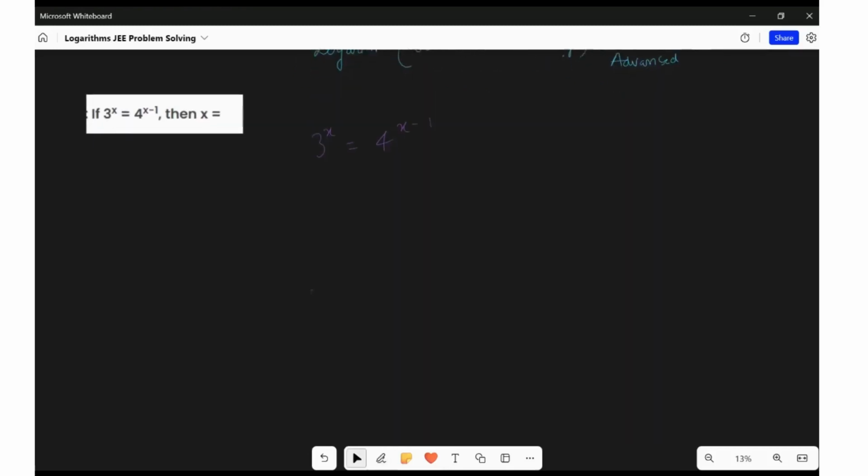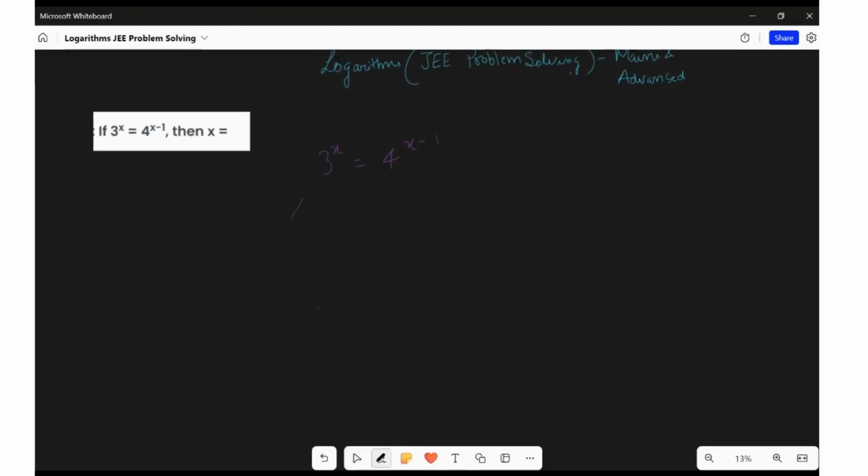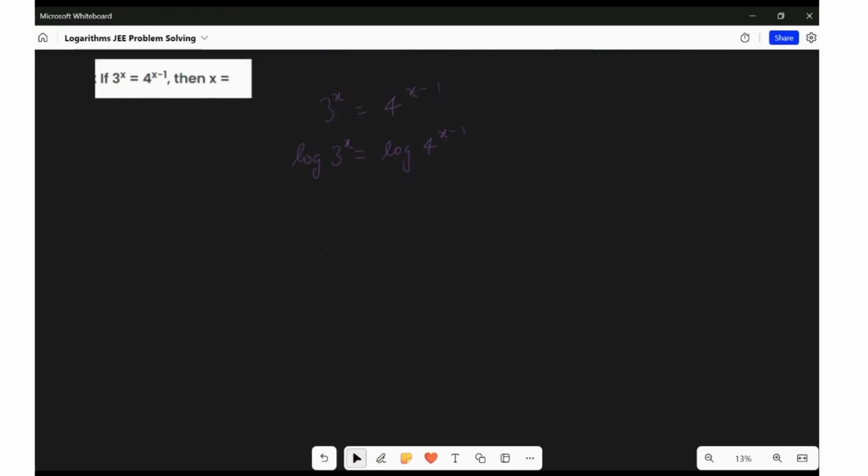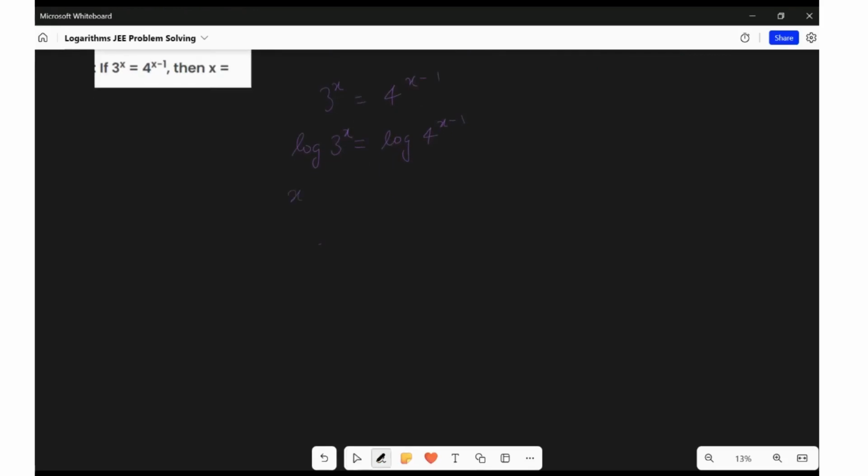Now, we'll take log on both the sides to make our work easier. So, log 3 to the power x is equal to log 4 to the power x minus 1. Now using the property of logs, we can write x into log 3 is equal to x minus 1 into log 4. Now we can write this as x log 3 is x log 4 minus log 4. So log 4 is x into log 4 minus log 3.